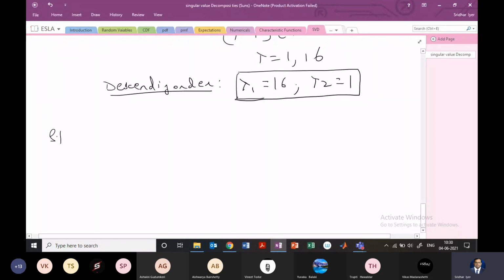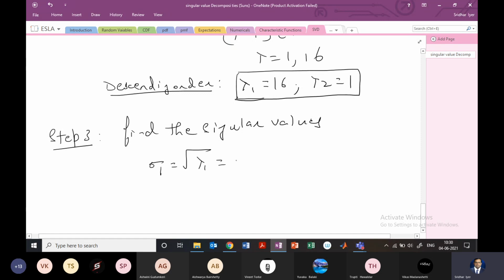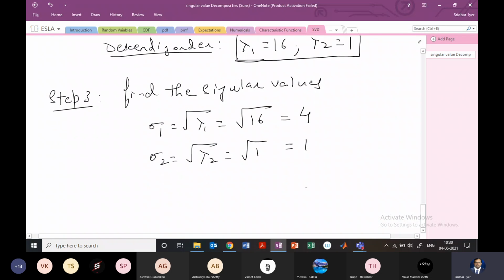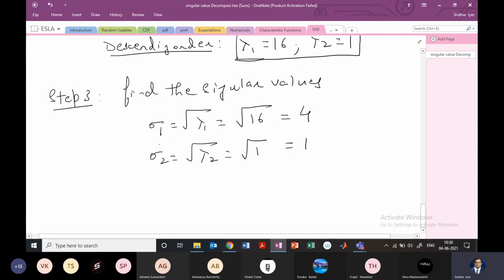Okay. So now we move to step 3. In step 3, find the singular values. That is, find sigma 1, which is root lambda 1, which is root 16, which is 4, and find sigma 2, which is root lambda 2, which is root 1, which is 1. Keep the positive values. Okay. So these are the two values of the sigma. These are the singular values. Okay. So that's an easy step.